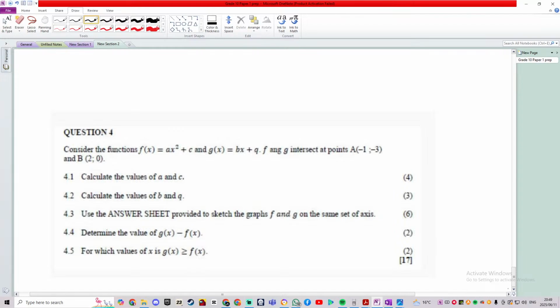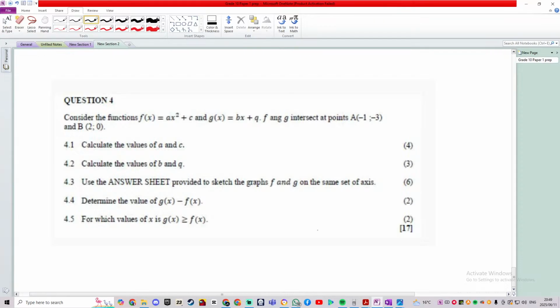So consider the functions f of x equals ax squared plus c, and g of x. f and g intersect at points -1 and -3, and B, 2 and 0. Calculate the values of A and C.